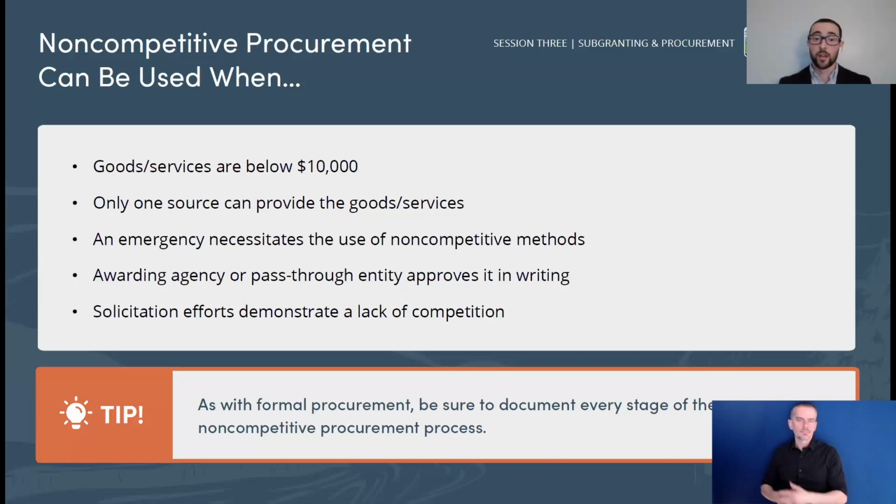But make sure that when you're carrying out the non-competitive procurement process, you're documenting it along the way, right? We're documenting the competitive procurement methods that we're using and our decision making, as well as the non-competitive procurement methods. So document. It's very important, and then store that documentation in more than one secure location.